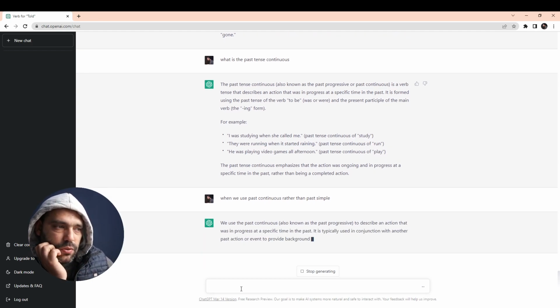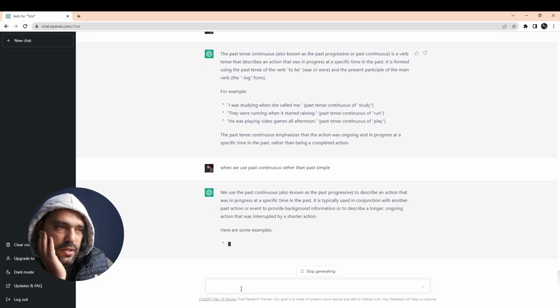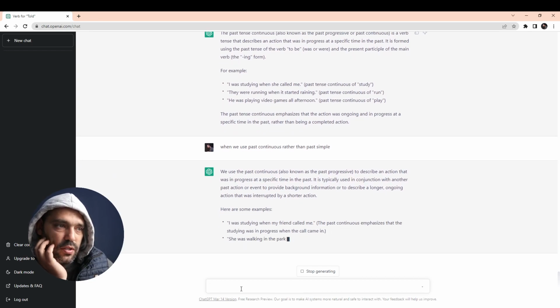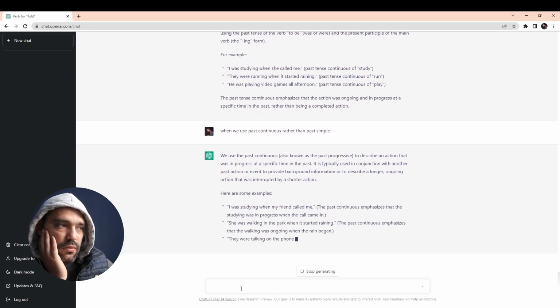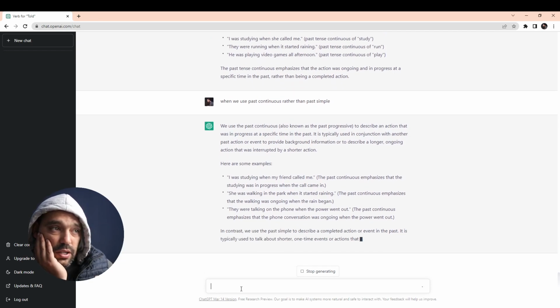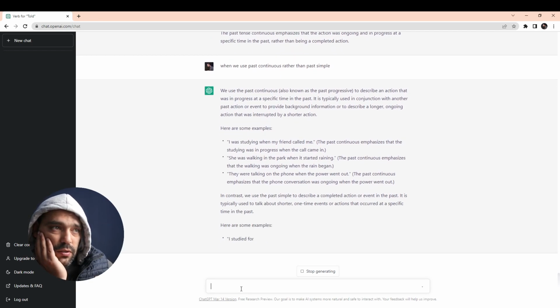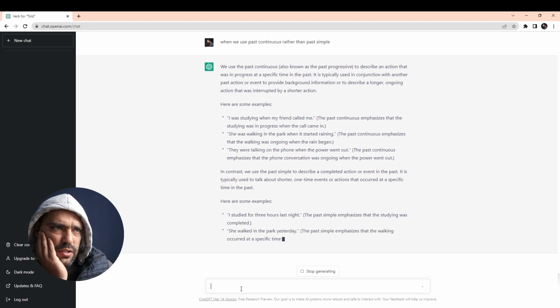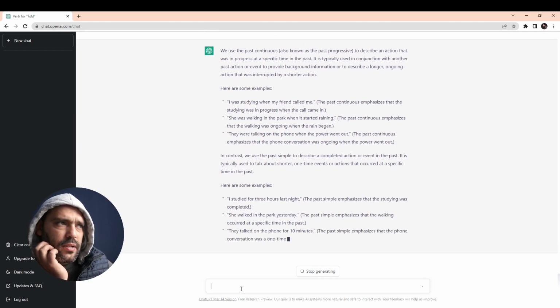we use the past continuous, also known as the past progressive, to describe an action that was in progress at a specific time in the past. It is typically used in conjunction with another past action or event to provide background information or to describe a longer ongoing action that was interrupted by a shorter action.